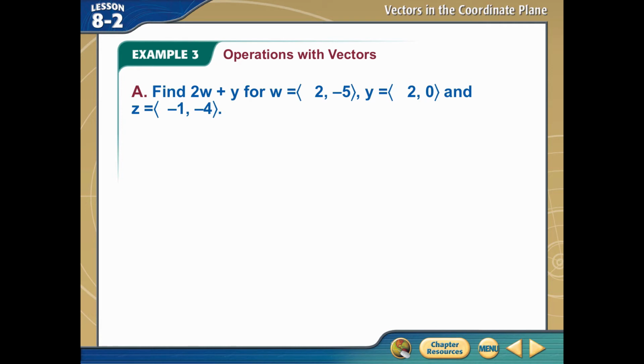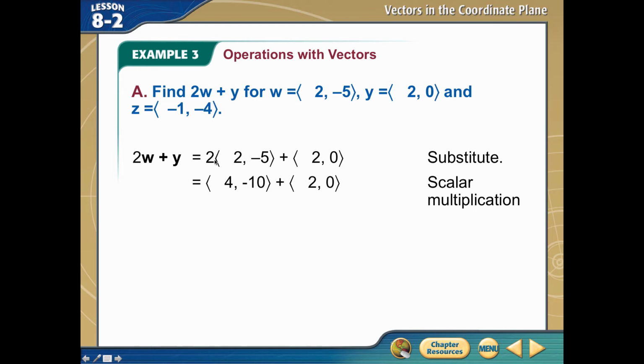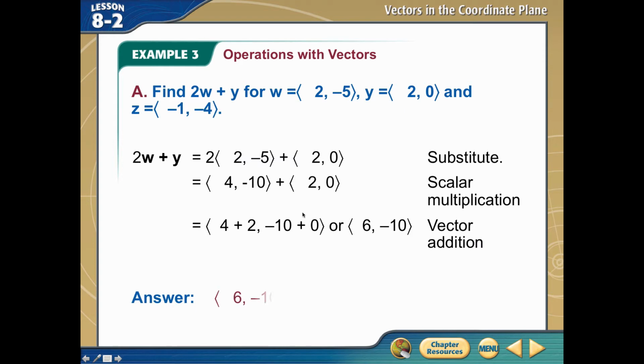2w plus y. Here's w, here's y. Let's step through this. 2 times w plus y. 2 times the vector 2, negative 5 is 4, negative 10. And you add that to 2, 0. 4 plus 2 is 6. Negative 10 plus 0 is negative 10. So your answer is 6, negative 10.